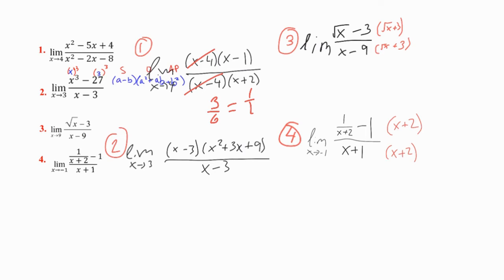Now for the second one, we also got what we wanted, because the x minus 3's cancel. And now we can again plug it in, so we end up with 3 squared, which is 9, plus 3 times 3, which is 9, plus 9, which is 27.